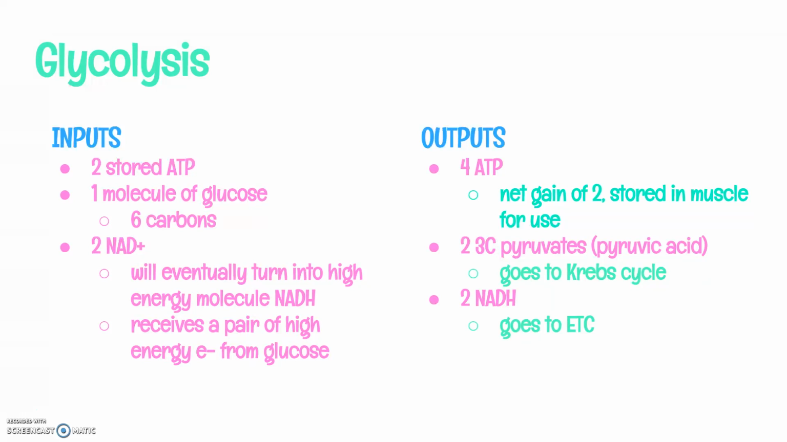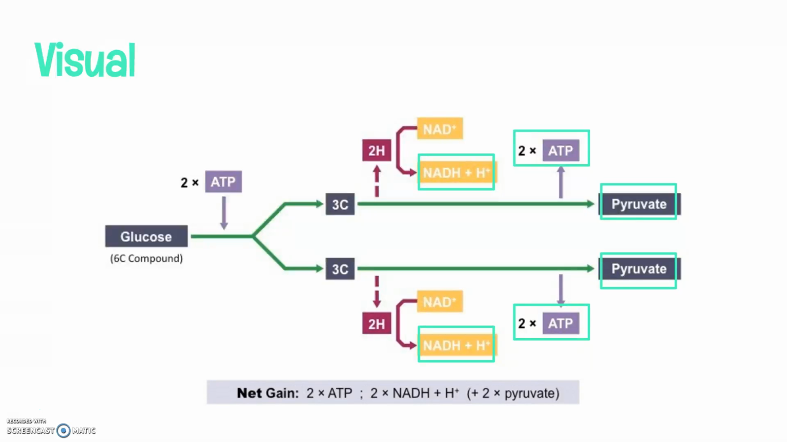And if I didn't mention this, the ATP usually gets stored in muscles for use later, because it also helps with muscle contractions. And that's just a visual of the inputs and outputs for glycolysis. As you can see, the NADH, ATP, and pyruvates.